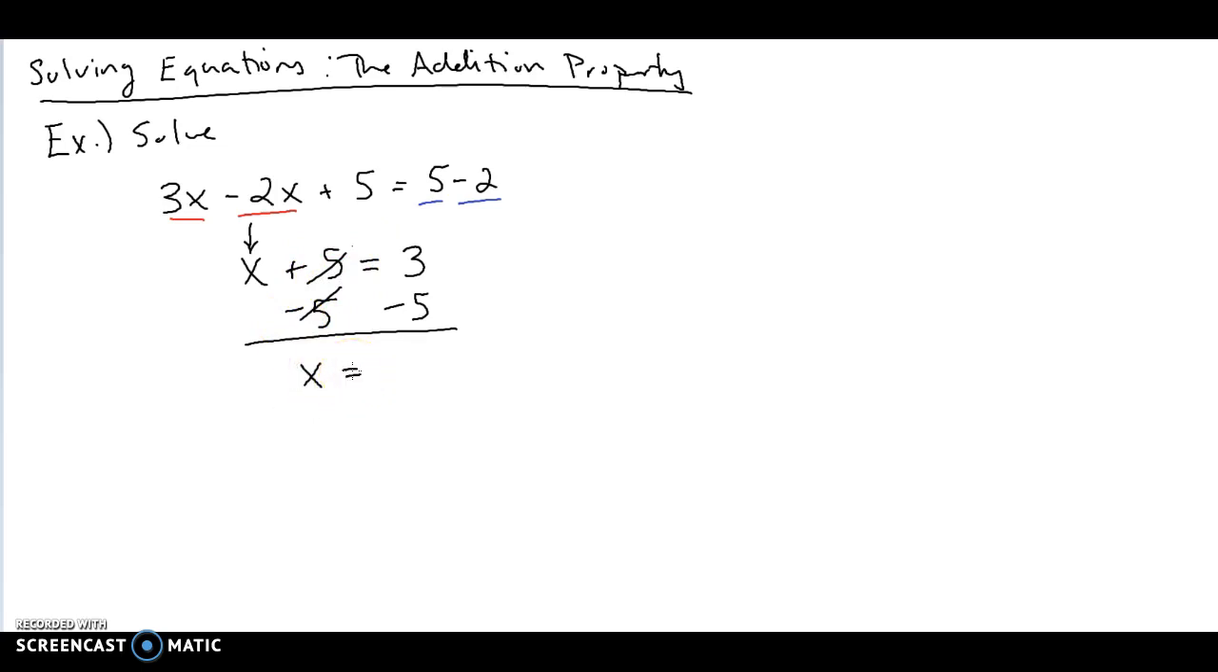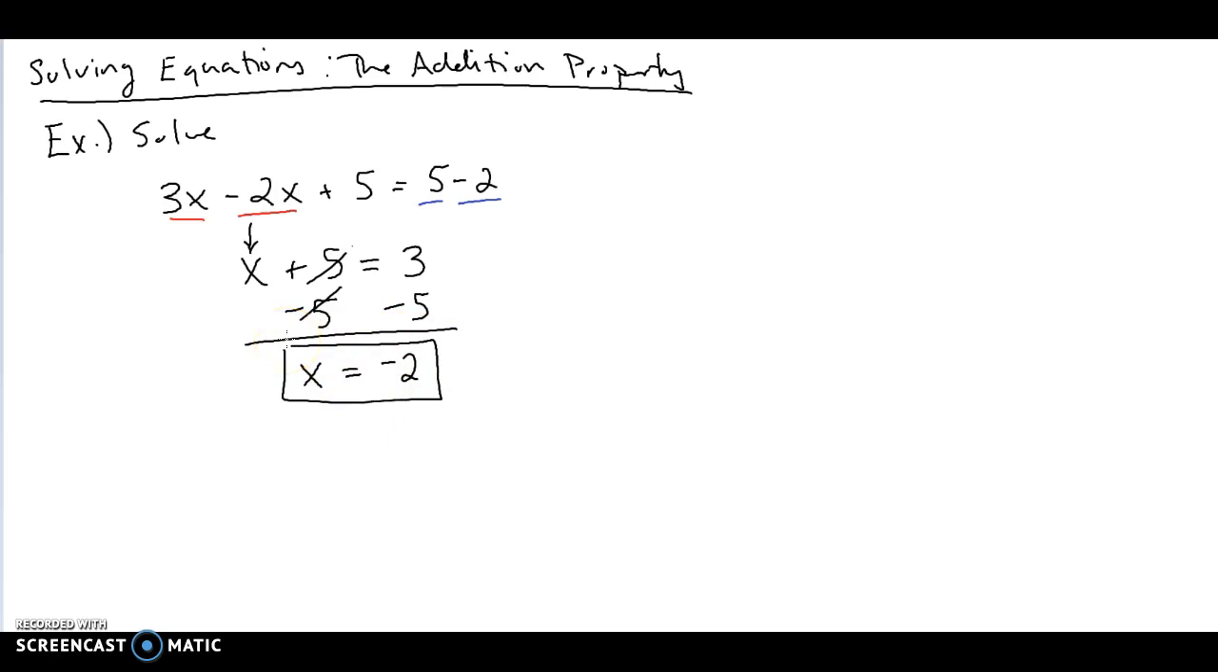Now on the right side, I've got 3 minus 5. We can remember back from our subtraction videos that 3 minus 5 is really the same thing as saying 3 plus negative 5. Because the signs are different, we're actually subtracting. I want to take that bigger number and subtract the smaller number from it. So 5 minus 3 is going to give me a 2, and it will be a negative 2 because I had more negatives.